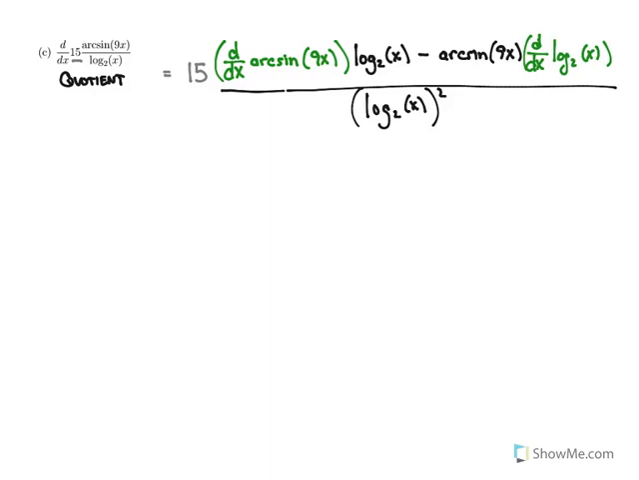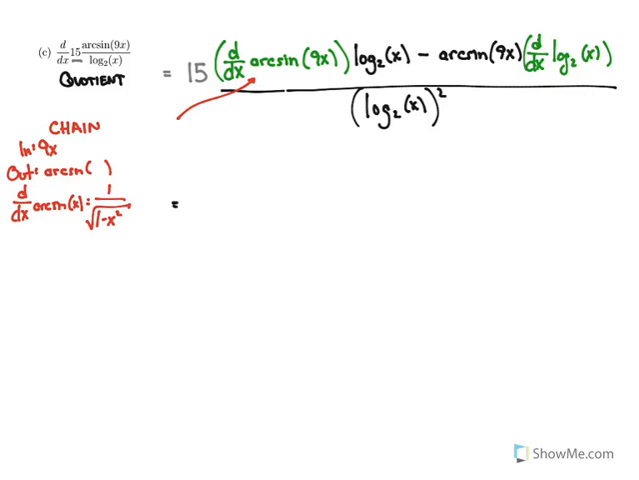So we have two more derivatives to do. Let's take care of the derivative of arc sine of 9x, and note that we have to use the chain rule there. We have the inside function is 9x, outside function is arc sine of something, and we know the derivative of arc sine is 1 over square root of 1 minus x squared.